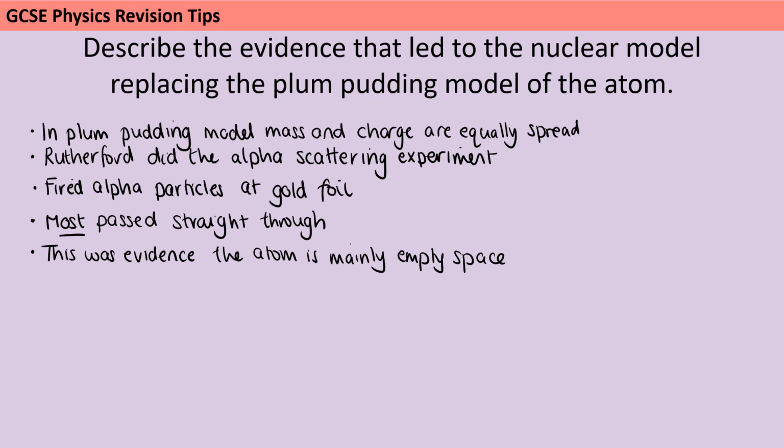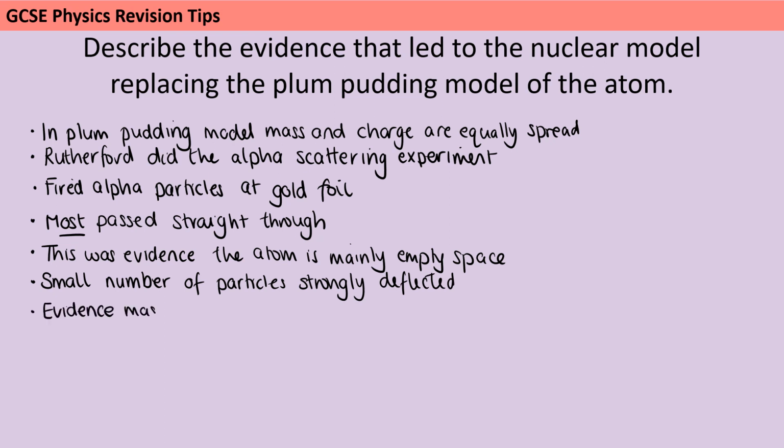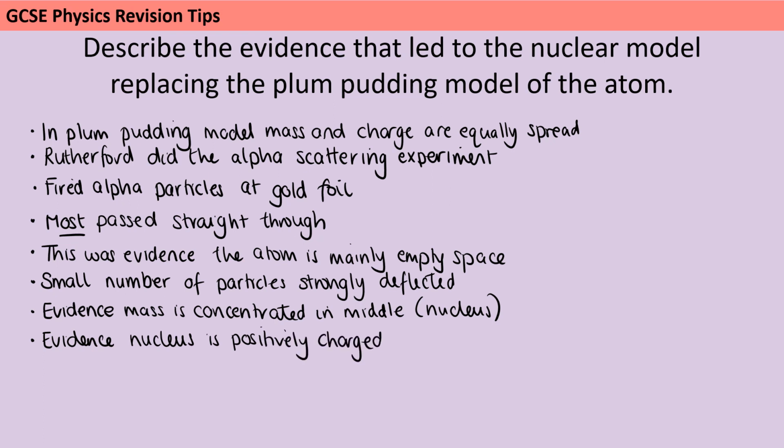But not all of the alpha particles went through. Some of them were deflected, and they were deflected by really big angles and quite strongly. And this is important for a couple of reasons. Firstly, because it tells us that the mass is concentrated right in the centre of that atom, what we now call the nucleus, but also it tells us that the nucleus is positively charged, because we know already that the alpha particle is positively charged. So the fact that it's being repelled by something tells us that because opposites attract and like charges repel each other, the nucleus must also be positively charged.